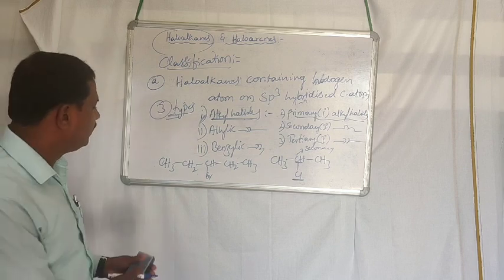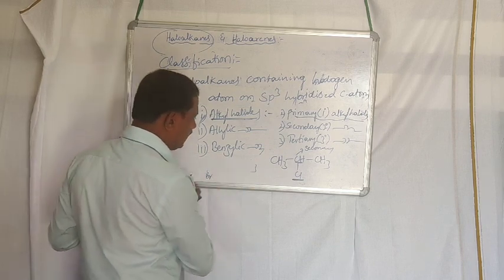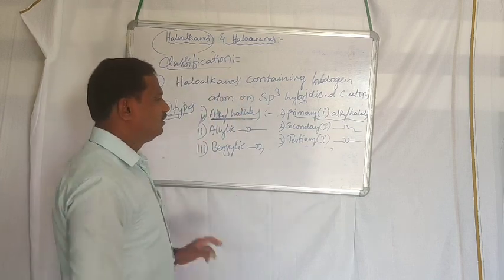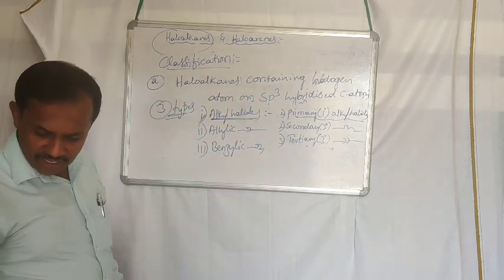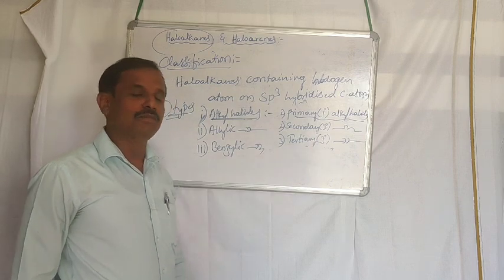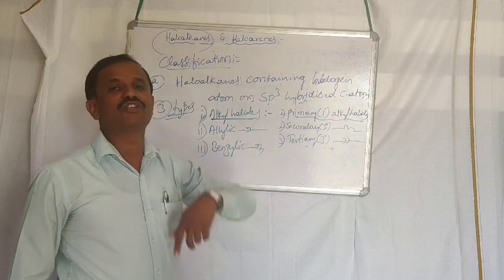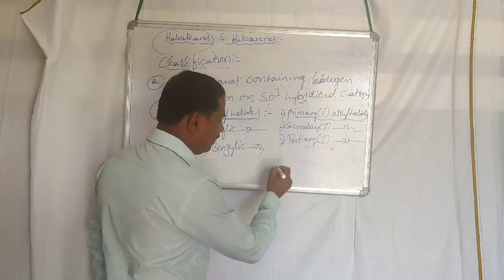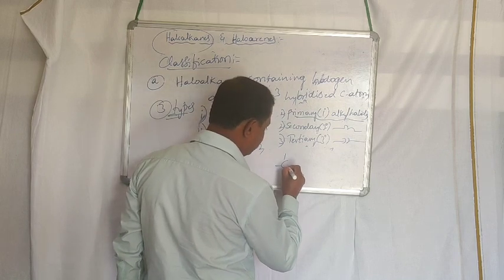Next, it's very important. That is tertiary alkyl halides. Tertiary means 3 degree. If the halogen atom is attached to a tertiary carbon atom, then the compounds are called tertiary alkyl halides. Example, you take tertiary butyl bromide.